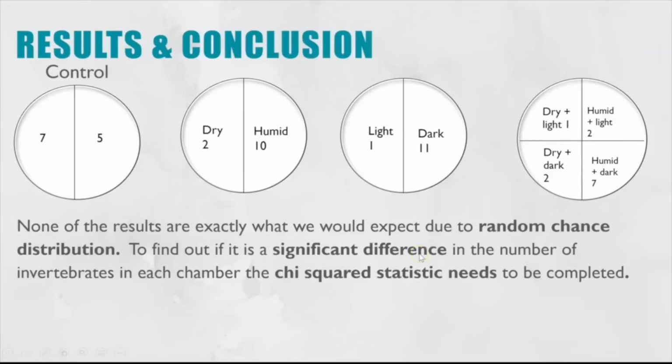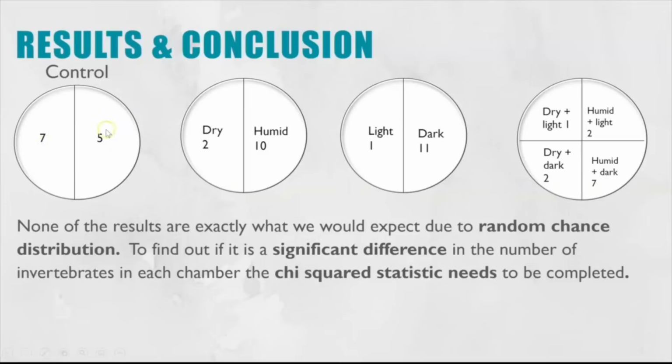So this is what I actually found when I did this experiment. So 7 versus 5, 2 versus 10, 1 to 11, and then we've got 1 in the dry and light, 2 in humid and light, 2 in dry and dark, 7 in the humid and dark. Now none of these match exactly what we might expect, particularly the control. We don't have an exact 50-50 split.